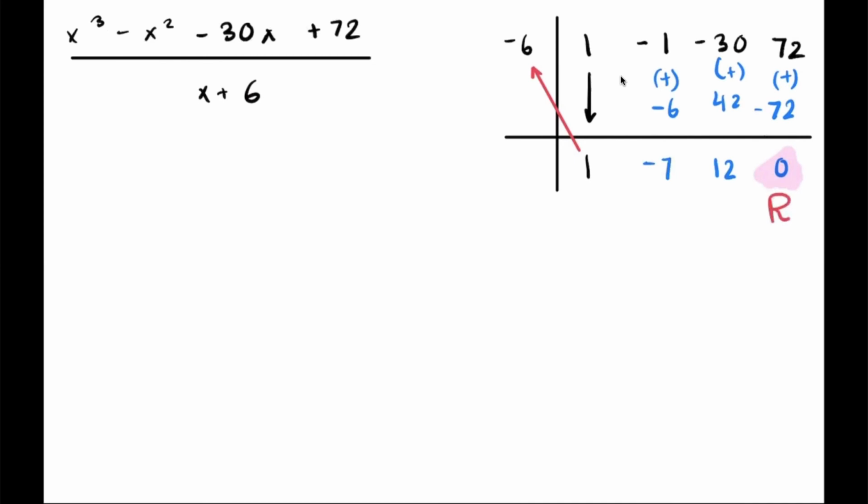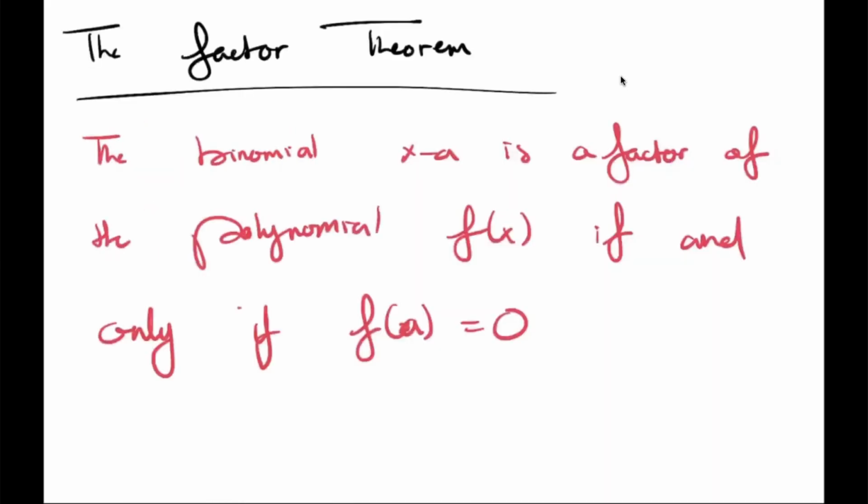So let us write the answer, which will be x to the power of what? To the power of 2. Why? Because the degree of our answer, when I say the degree of the polynomial, I mean the highest exponent, is the highest exponent here minus 1, okay? And then you will continue writing it in standard form, so -7x plus 12, and the remainder is 0. Since the remainder is 0 and we're following the factor theorem, that means that the binomial x minus a is a factor of the polynomial.